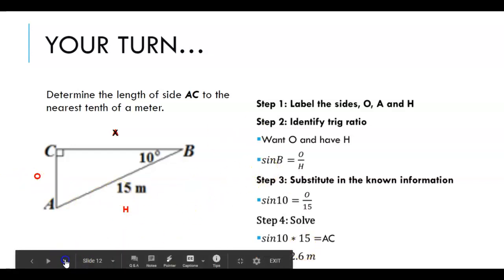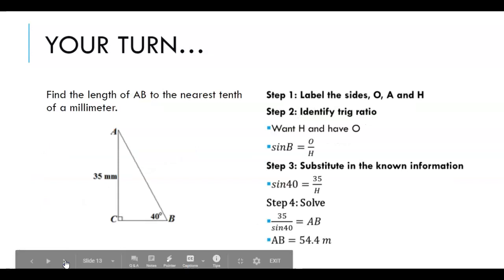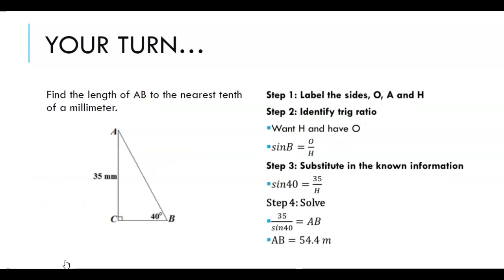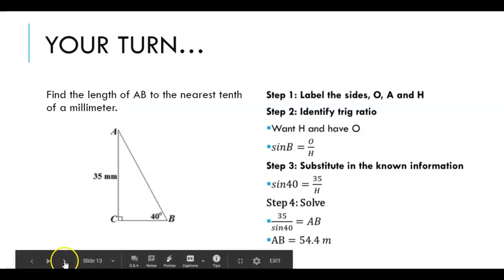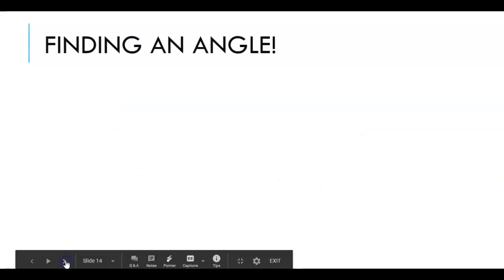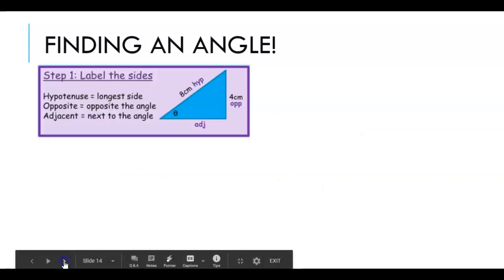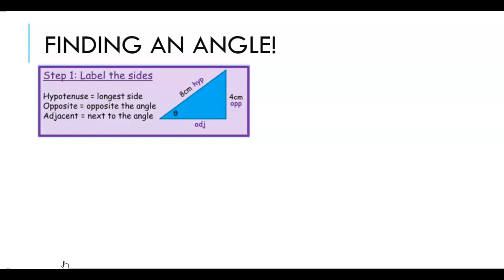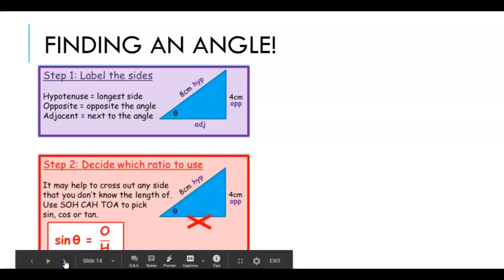Okay, you're going to do the same for the next example. And in all these examples we're solving for the missing side. Now we're going to see what steps we're going to follow if we are solving for the missing angle, when we have to find the angle. Okay, so the steps are very similar to as we followed when we solved for side. However, there is one extra step here.